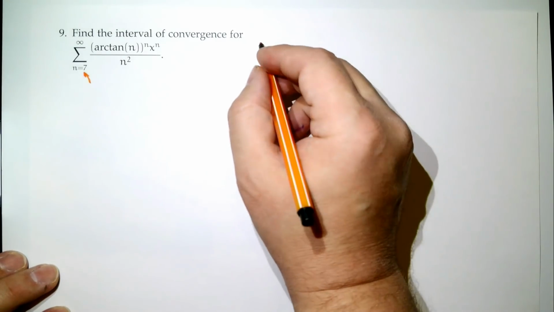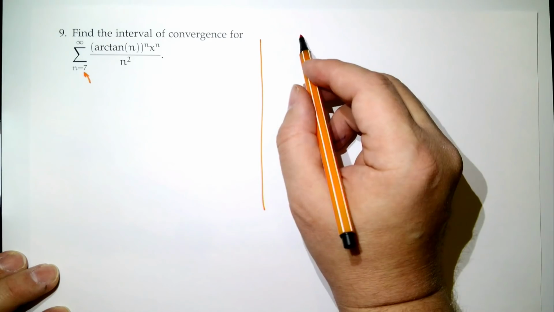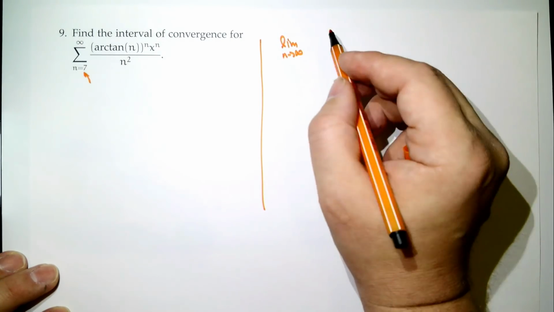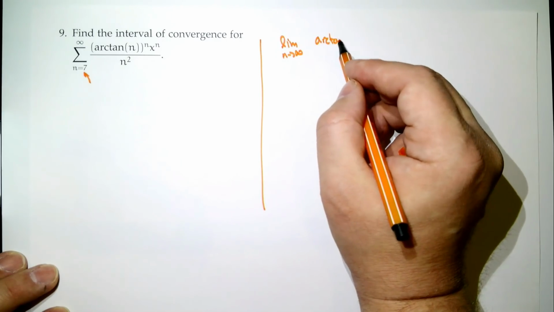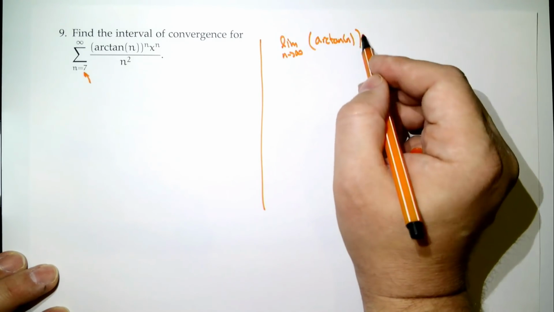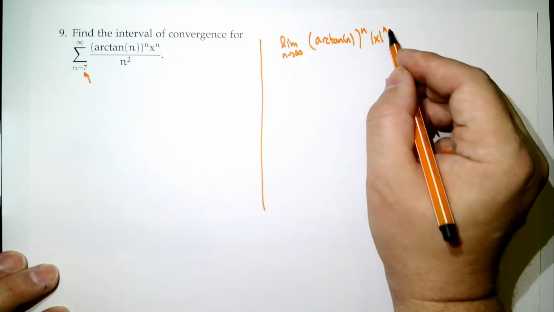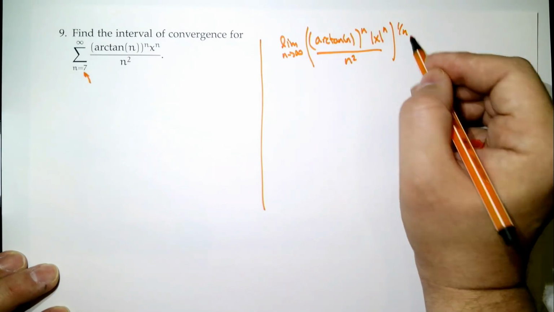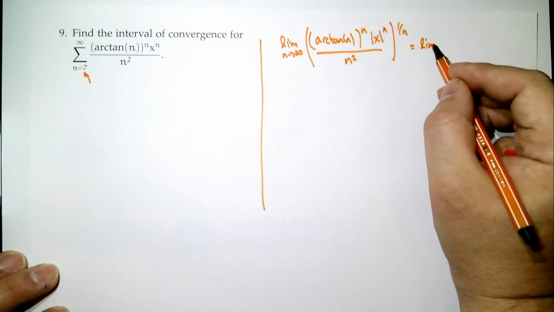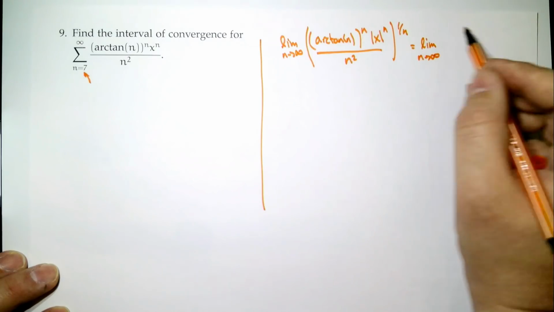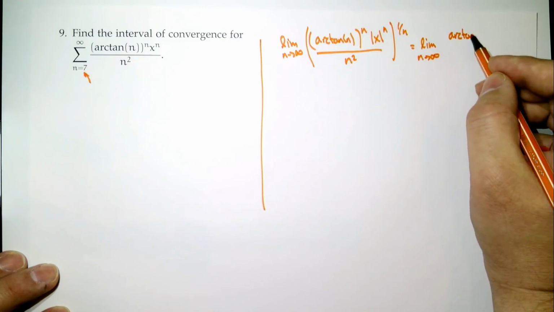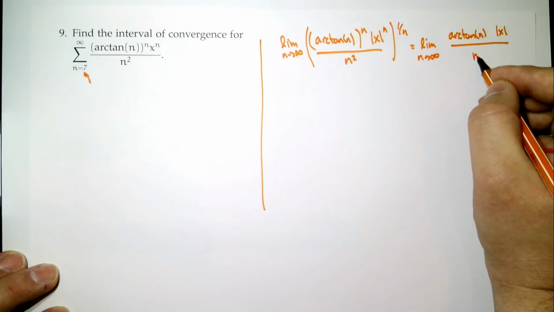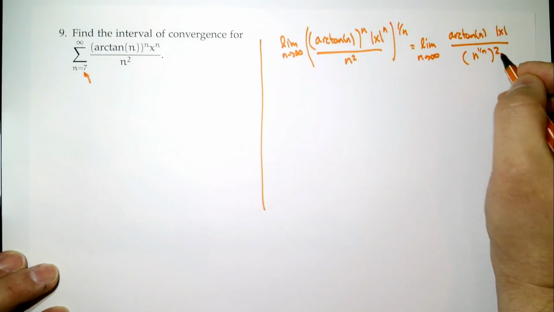So let's do some little work here on the side. I'm going to take a look at the limit as n goes to infinity of arctangent of n to the n, absolute value of x to the n, over n squared, all to the 1 over n power, which is the same as the limit as n goes to infinity. If I take the nth root, I'm going to get arctangent of n times absolute value of x divided by n to the 2 over n.